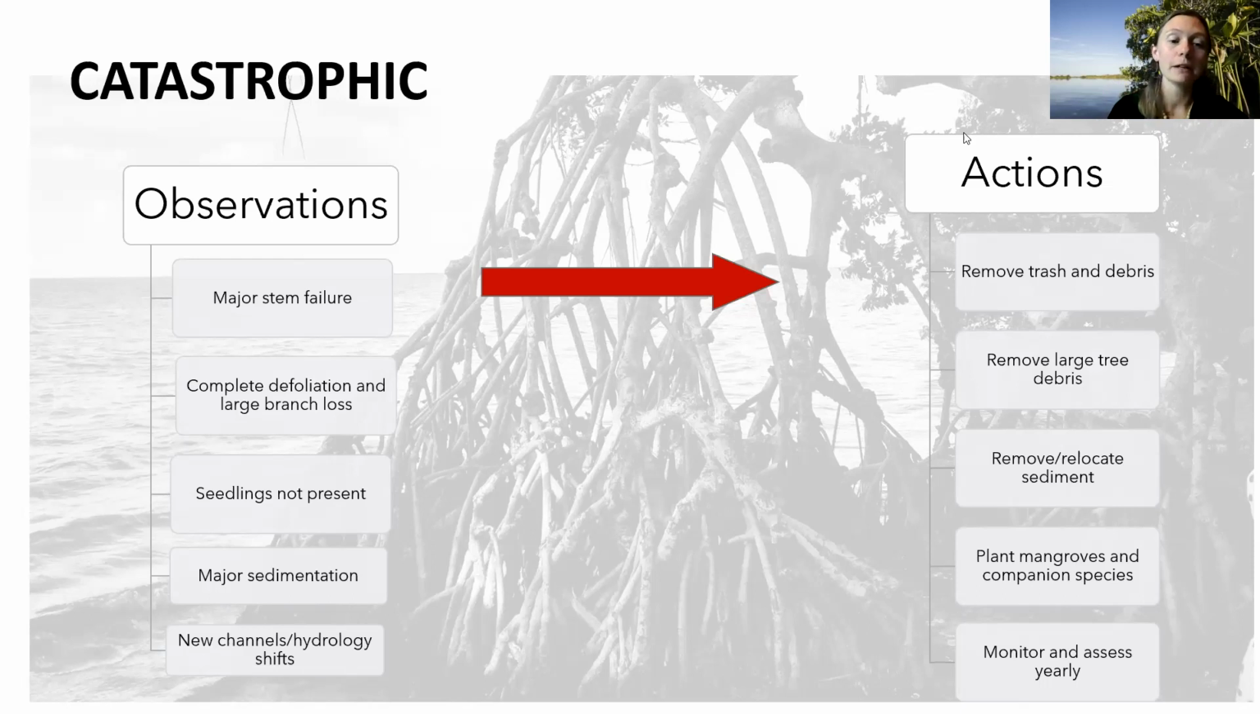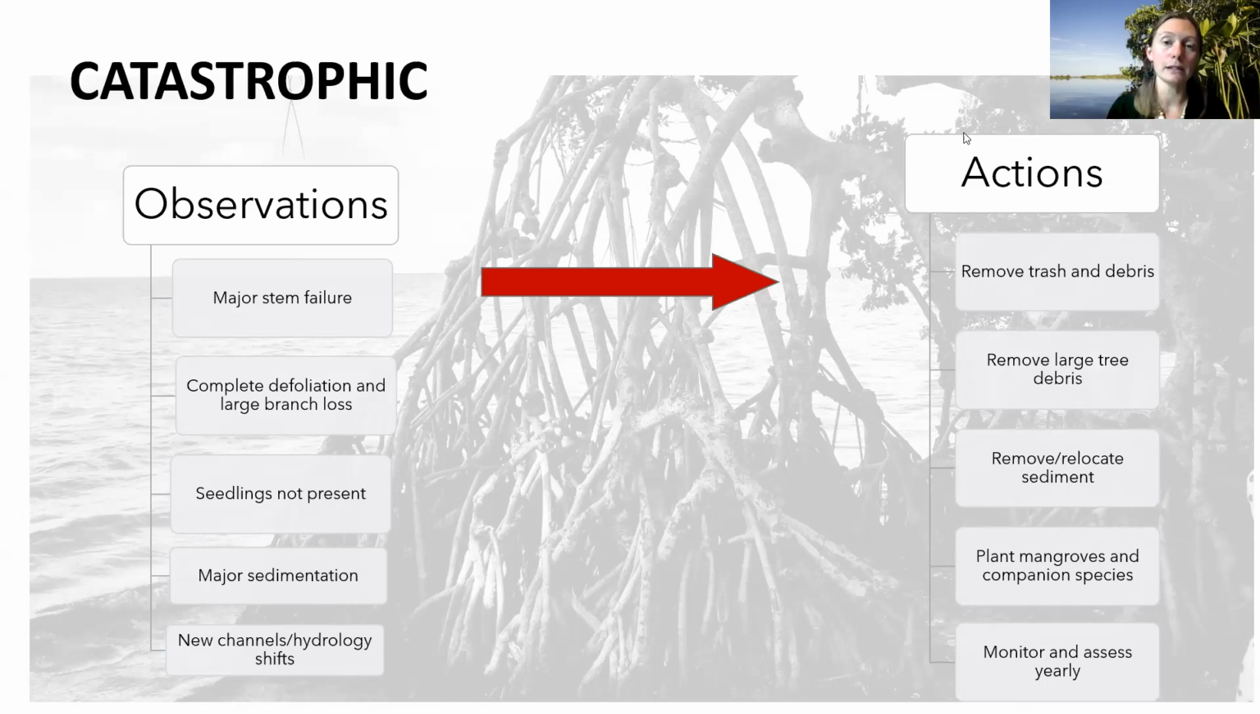And then you also have new channels and hydrological shifts. So you see areas where we didn't have water before, now we have water, we have new depressional marshes, we have mosquito ditches that are full. These are examples of catastrophic damage. And this is where mangroves are really going to need the majority of human help, right? And so the actions associated here, again, removing trash and debris, it's going to be necessary in these cases to remove that large tree debris, right?